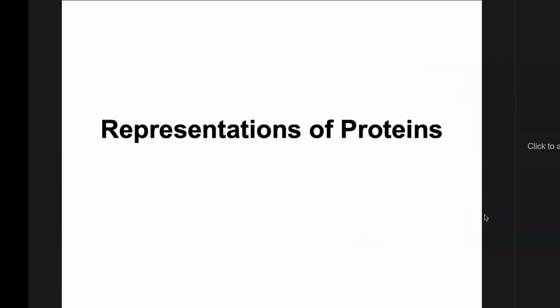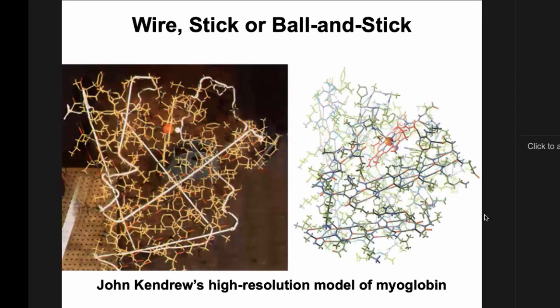All right, so there are different ways of representing proteins. And again, a lot of this is going to be largely review from before when we talked about representing all kinds of molecules. So one of the simplest ways of representing a protein would be with just a simple wireframe model, or what we call a stick model or ball and stick model. So this would be kind of like the high resolution model of myoglobin that John Kendrew created, where he had all of these little individual sticks representing every single bond between the atoms in the protein chain.